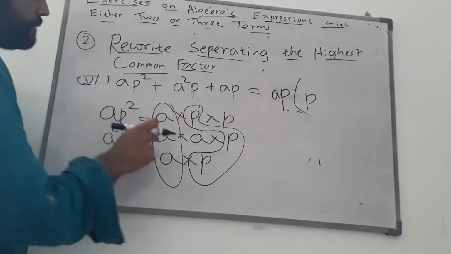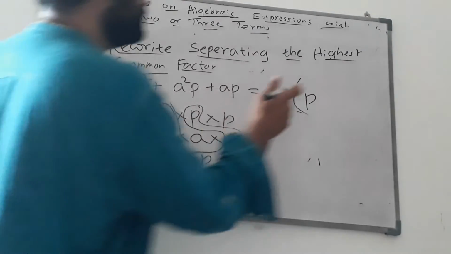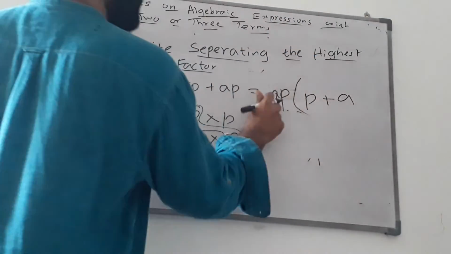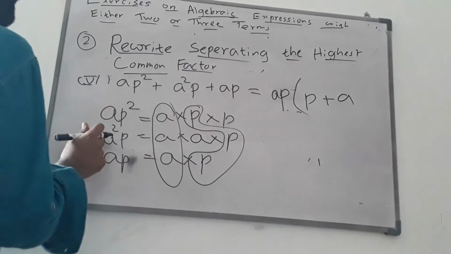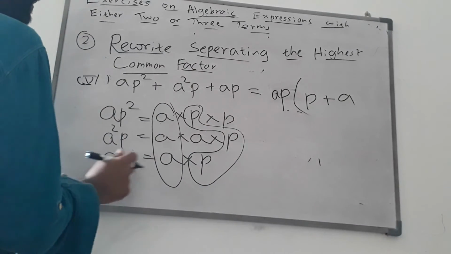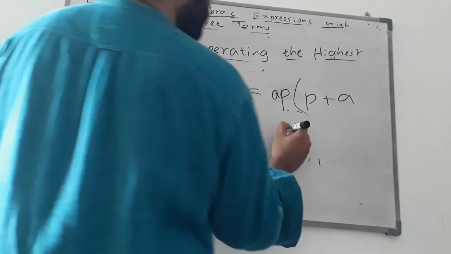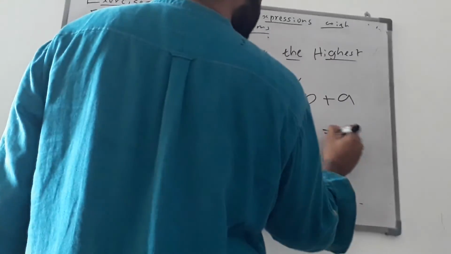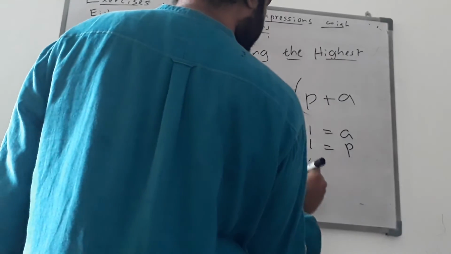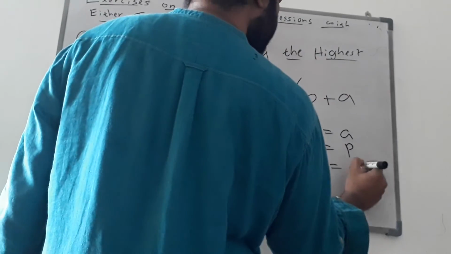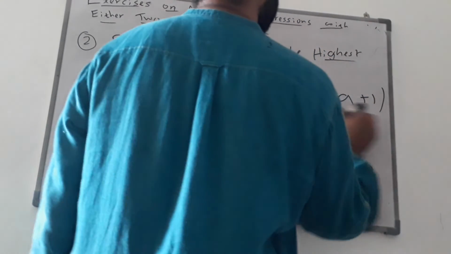Then there's A squared. A is there, P is there, remaining is A. So here plus A. AP times A is A squared P. Then AP. AP times 1 is AP. If you multiply A by 1, it is A. If you multiply P by 1, it is P. So if you multiply AP by 1, the answer is AP. Keep it in mind. So this will be 1. This is the answer.